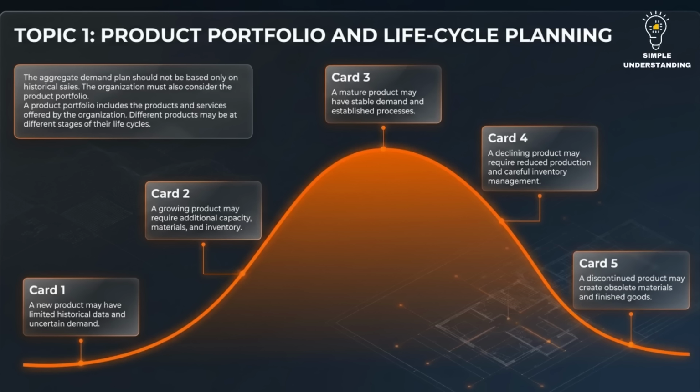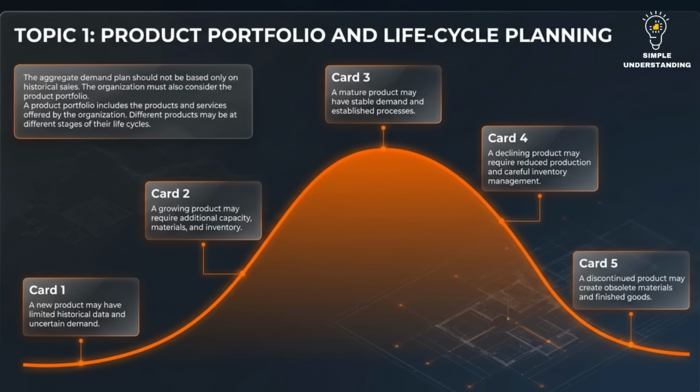Topic 1. Product portfolio, new product introductions, and life cycle planning. The aggregate demand plan should not be based only on historical sales. The organization must also consider the product portfolio. A product portfolio includes the products and services offered by the organization. Different products may be at different stages of their life cycles.